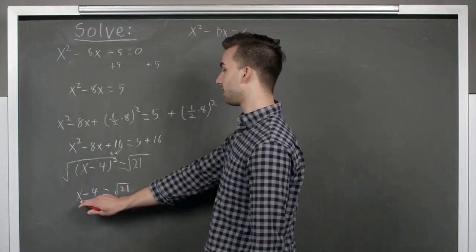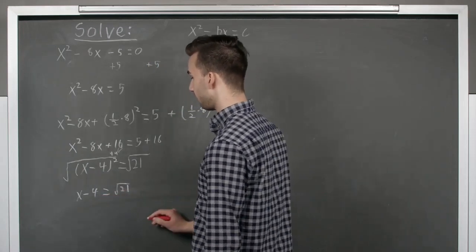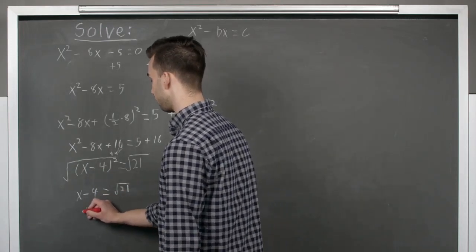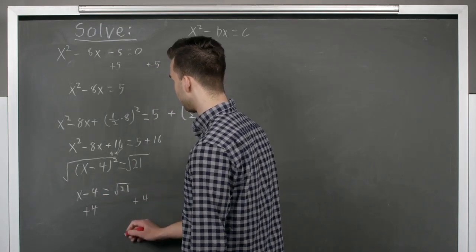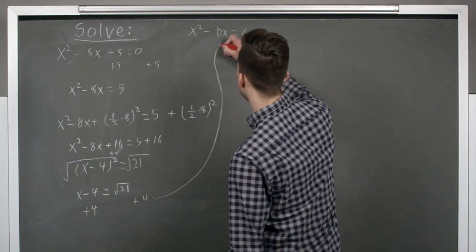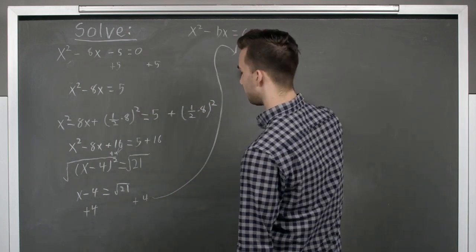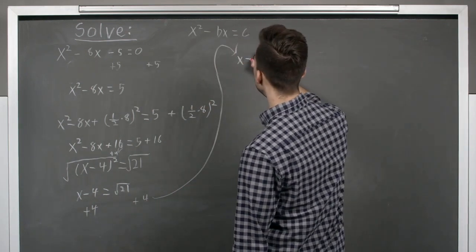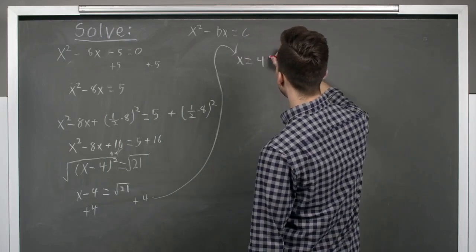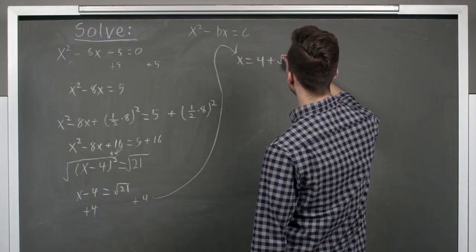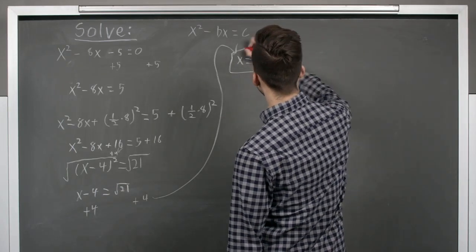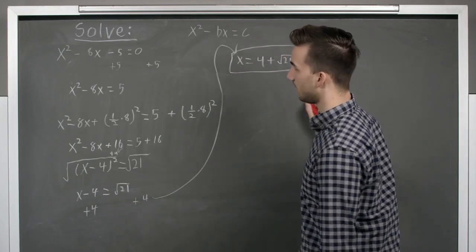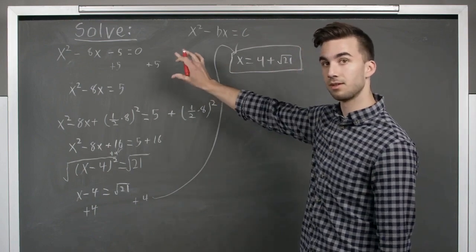So our solution, if we just solve for x, will be, let's add 4 to both sides to get x by itself. And then our solution is x is equal to 4 plus the square root of 21. And so that is our solution for x and our solution for the equation.